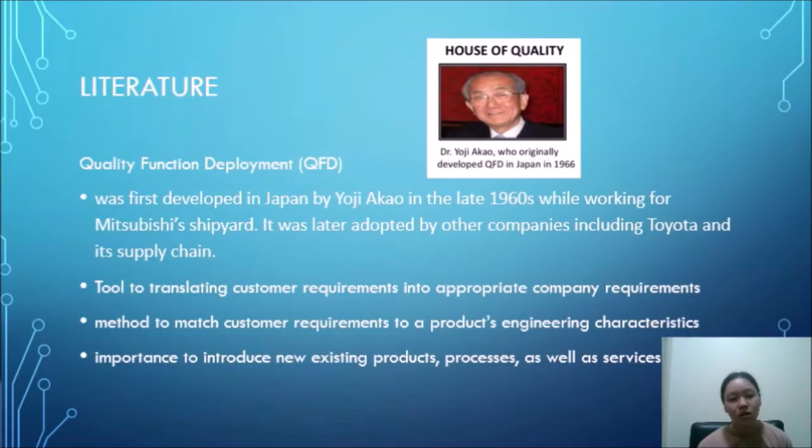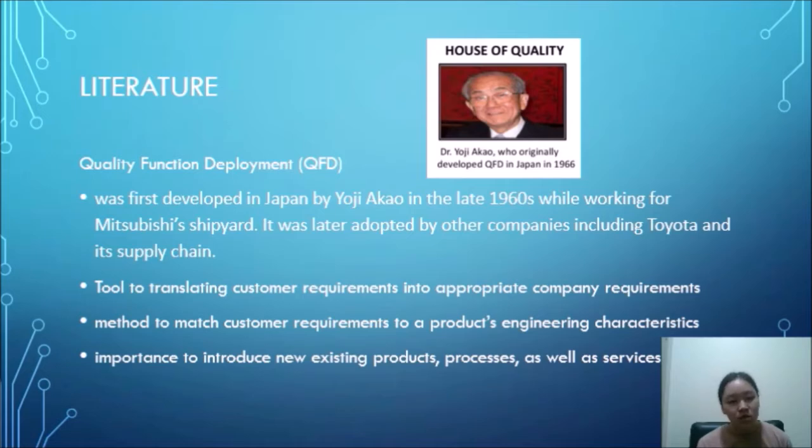Next, let's talk about quality function deployment. Quality function deployment was first developed in Japan by Mr. Yoji Akao in the late 1960s while working for Mitsubishi Shipyard. It was later adopted by other companies, including Toyota and its supply chain. Quality function deployment is a tool for translating customer requirement, which is also known as VOC, Voice of Customer, into appropriate company requirement.